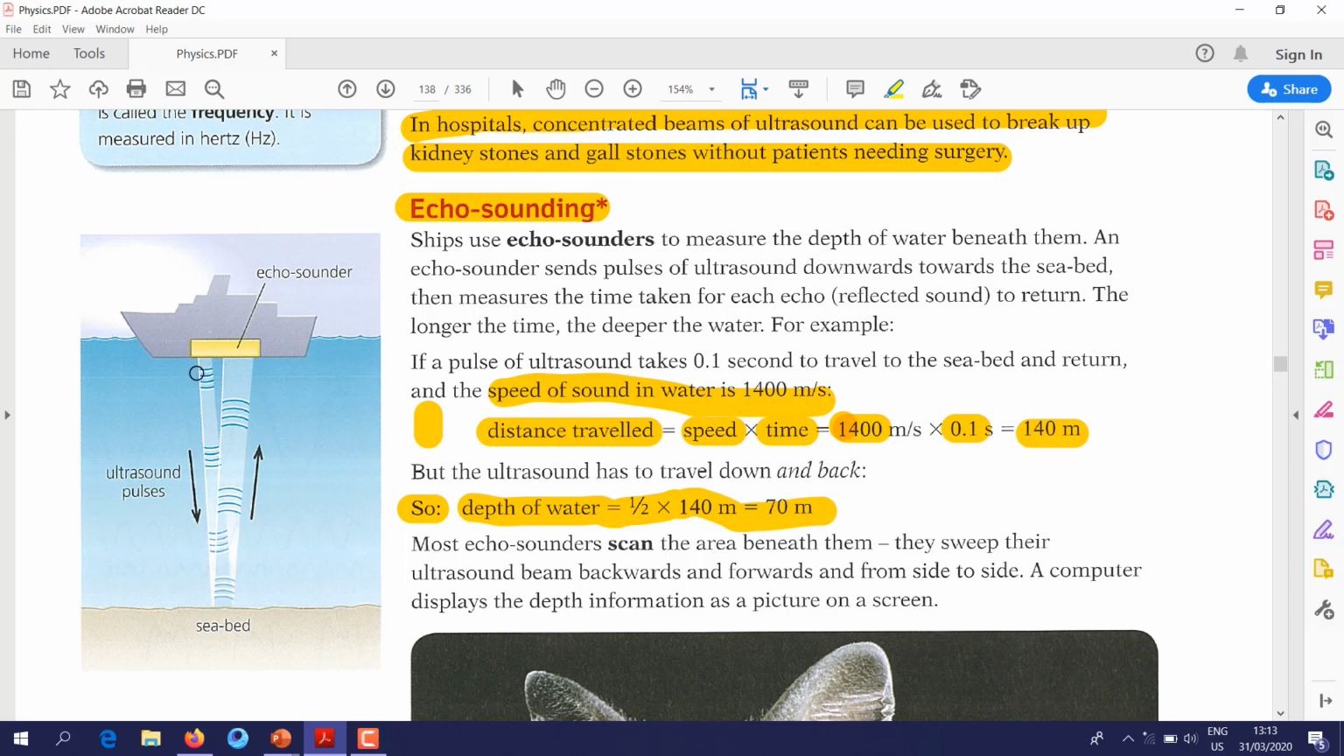That means the sound traveled 140 meters, but in fact this 140 meters is not the depth, because this 140 meters is for going and coming, so it's for 2. So what we will do is divide it by half, so we will get 70 meters.